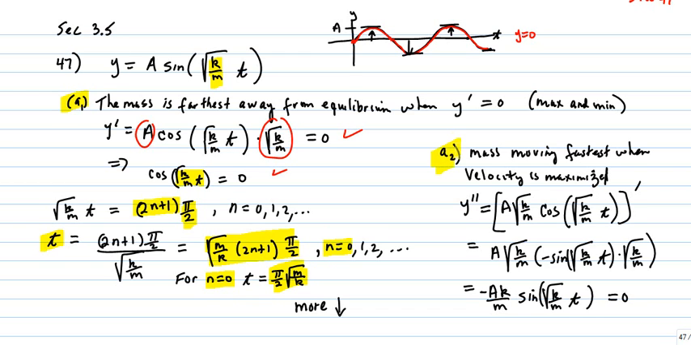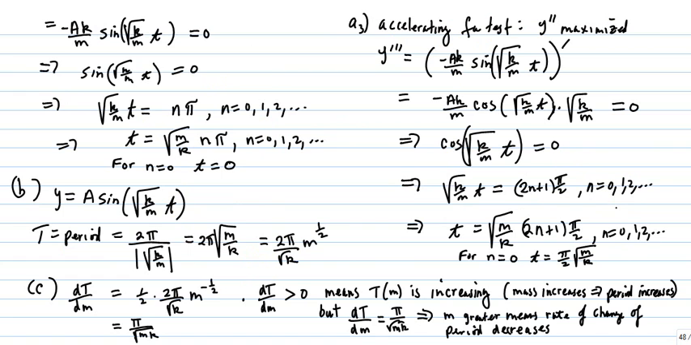Then the second part of that question: when is the mass moving the fastest? Well, that's when the velocity is maximized. So we'll take the second derivative, which is the derivative of the first derivative, and work it on down here and set that equal to 0. Come to here. Then we're going to go to the next page, and you have your equation equal to 0.